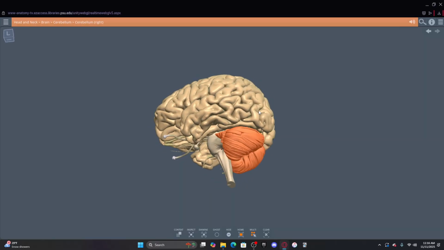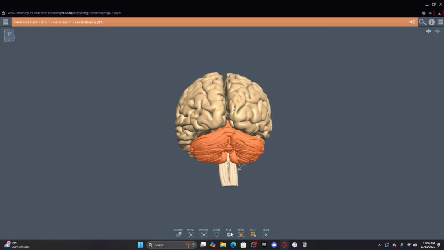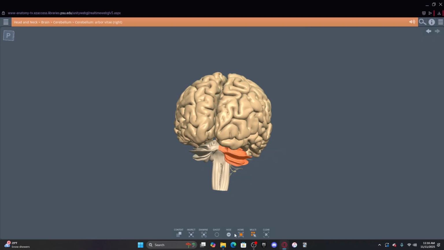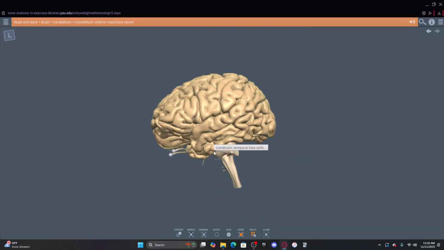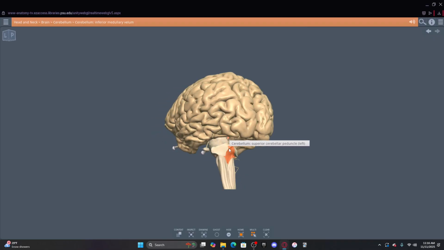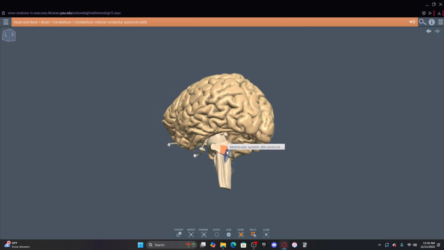Right, and before, remember we were looking at the ventricular system. If I remove the entire cerebellum, right in front of that cerebellum is the pons. And what structure do we see here? In between the pons and the cerebellum, we see the fourth ventricle.